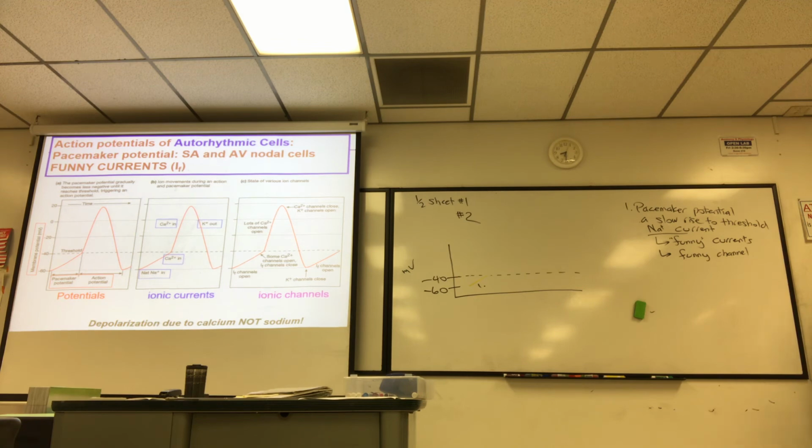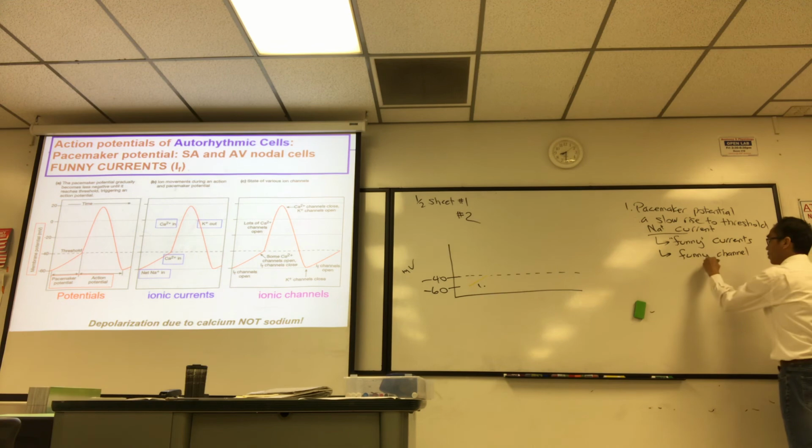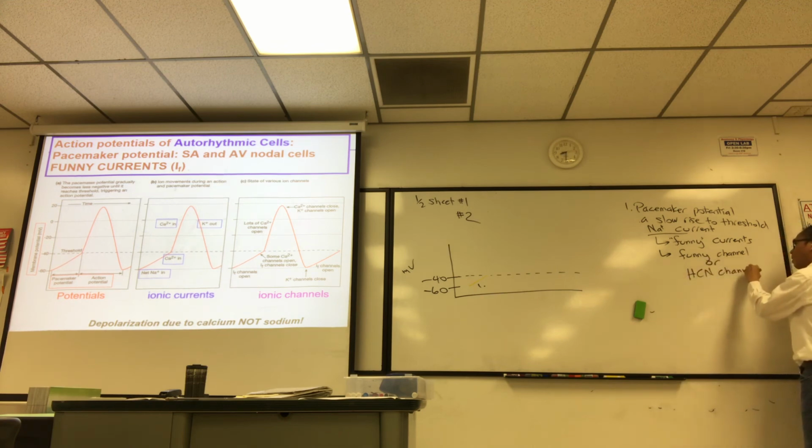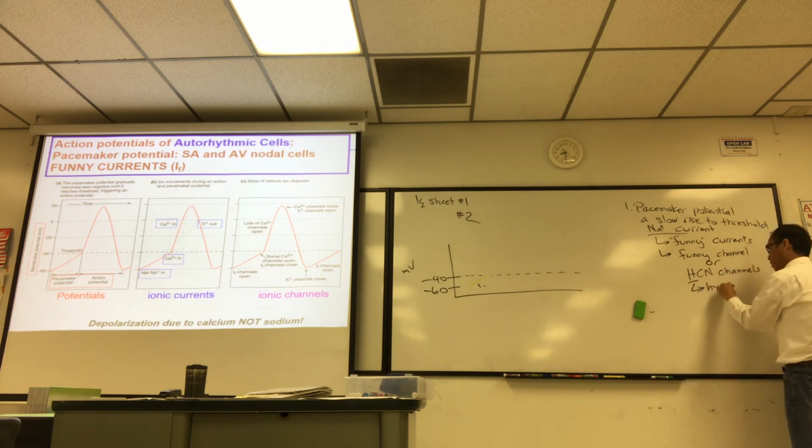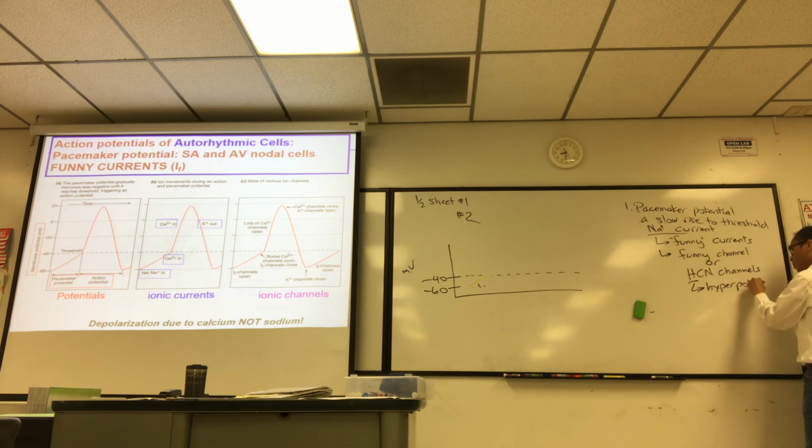Now, they're also called HCN channels. So I would know all of that. Okay. The H stands for hyperpolarization. The CN is something like cyclic nucleotide gated, some other stuff. Don't worry about it. But I think you should understand that.